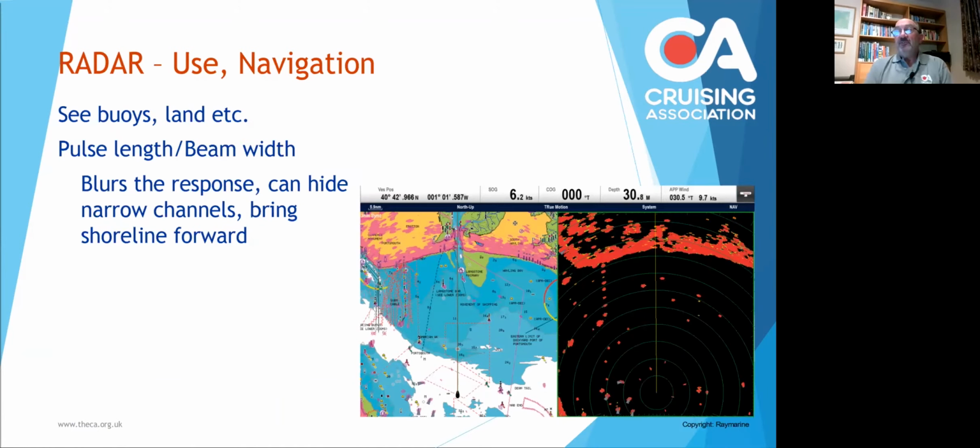So what else can you use radar for? Well, you can use it for navigation because you can see buoys, you can see land. It's not perfect because the width of the beam will blur the response. For example, in this picture, if we looked at the radar image on the right, there doesn't appear to be an entrance. But if we look at the chart on the left, we can see there is an entrance there. What's interesting as well on this one is that all of the buoys are being shown up as red objects. Even the posts going out to the fort, because this is at the eastern end of the Solent, even those are showing up on the radar.